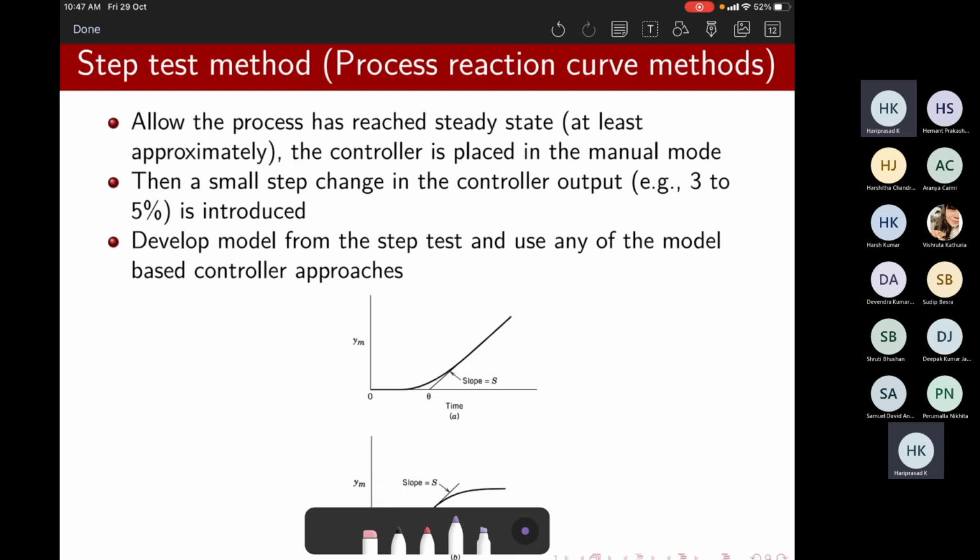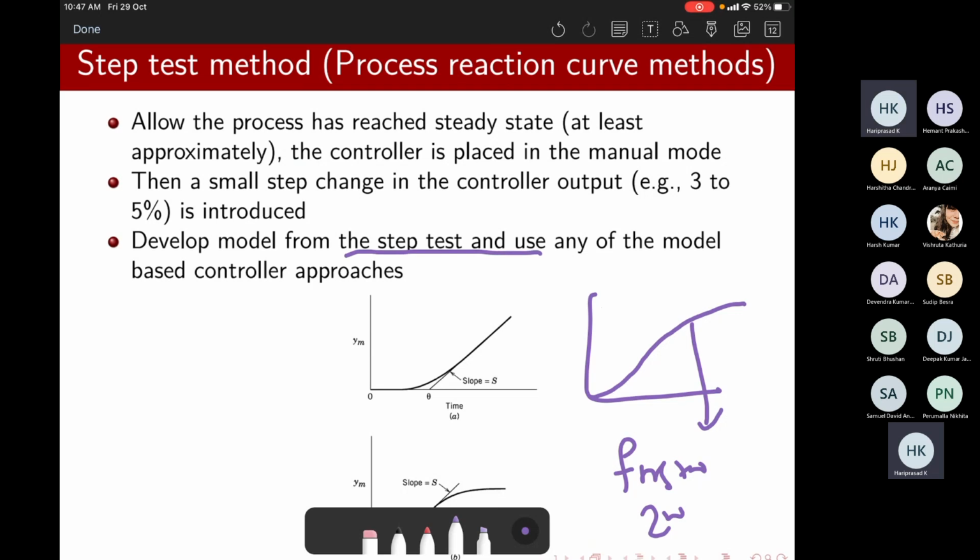step test or process reaction curve. This has nothing to do with the controller design, but when you do a step test, you get a step response and you are able to develop models out of it. You know how to develop first order or second order models from the step test. Once the step test is done, you can use any of the model based control approaches like IMC or DS, direct synthesis.